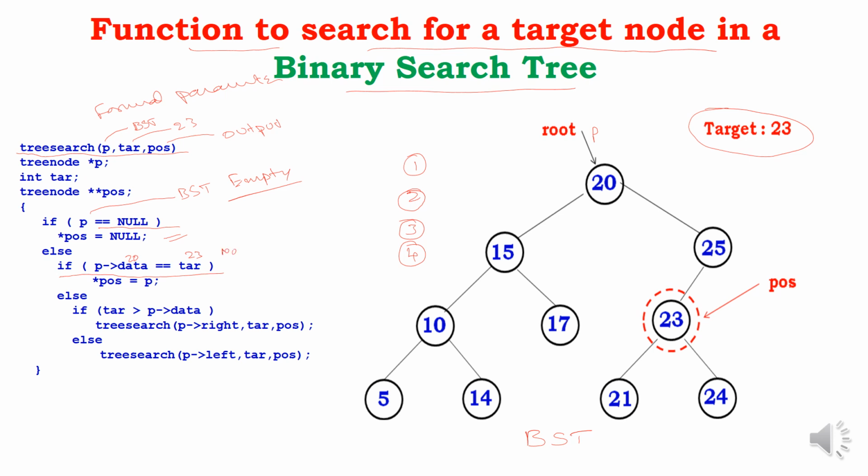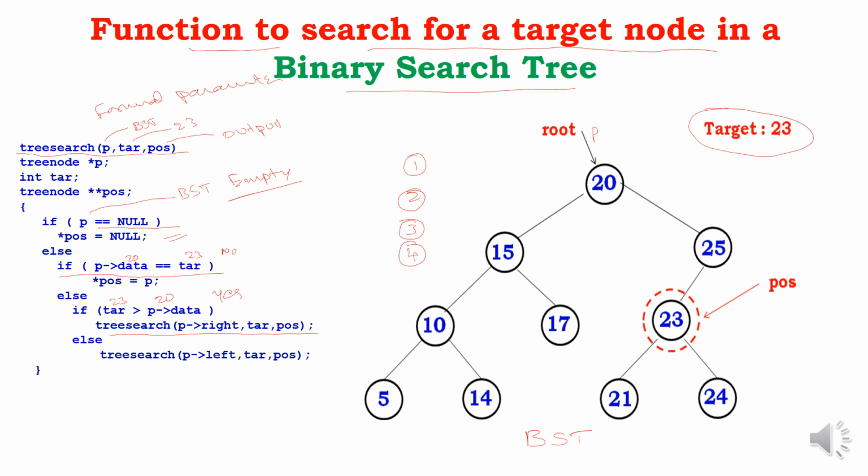So, else part. Now we have to check. If target is not equivalent to P data, we have to search either in the left subtree or in the right subtree. We know that the left subtree contains values less than the root value and the right subtree has values greater than the root value. Our target is greater than the root value, so we search for our target element in the right subtree of the binary search tree. If 23 is greater than P data, yes, so we continue our search in the right subtree.